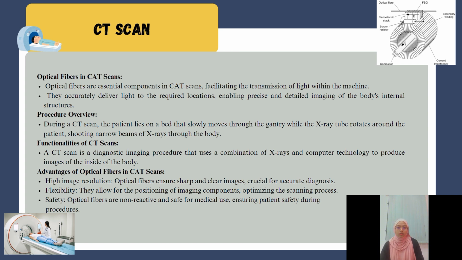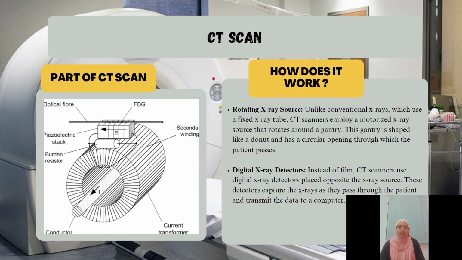How does a CT scan work? First, the X-ray source. Unlike conventional X-ray, which uses a fixed X-ray tube, CT scan employs a motorized X-ray source that rotates around a gantry. This gantry is shaped like a donut and has a circular opening, which is the patient part.